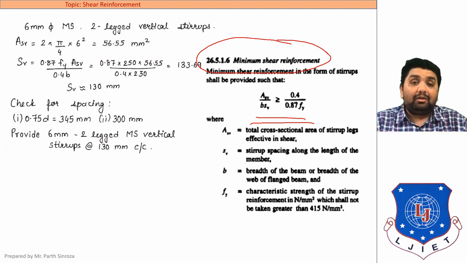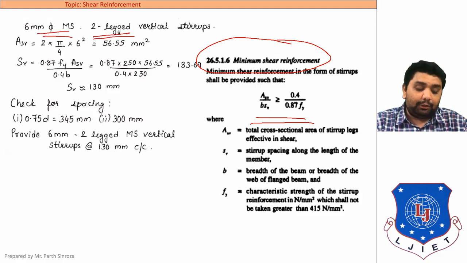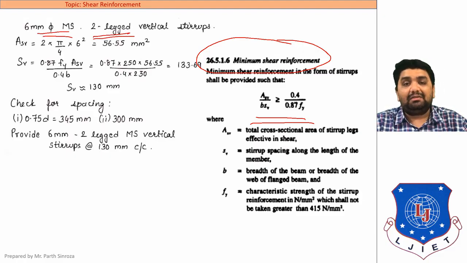Clear? Now in the last sum, we used 8 mm diameter stirrups. Here it is not mentioned in the question. You can still use 8 mm diameter stirrups, but here, just for a change, to get a different answer, I have used 6 mm diameter. It is not mandatory unless the question asks to use a specific diameter of stirrup. Here I have used 6 mm diameter MS, that is mild steel stirrups, and 2-legged vertical stirrups. In the last lecture we have seen what 2-legged, 4-legged and 6-legged stirrups are.